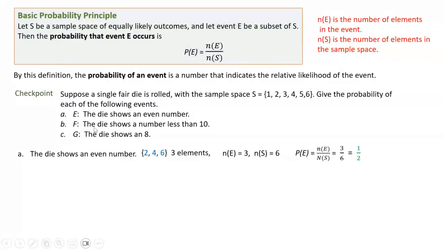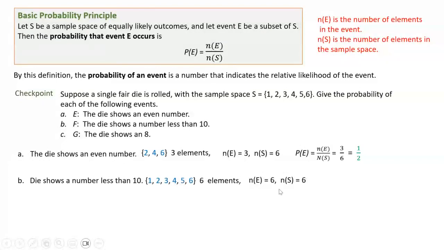Now for B, F, the die shows a number less than 10. So then a number less than 10 will be all 6. It will be 1, 2, 3, 4, 5, 6. So there will be 6 elements. So N of E is 6 and N of S is 6. So 6 over 6 is equal to 1. So that's like 100% or 1.